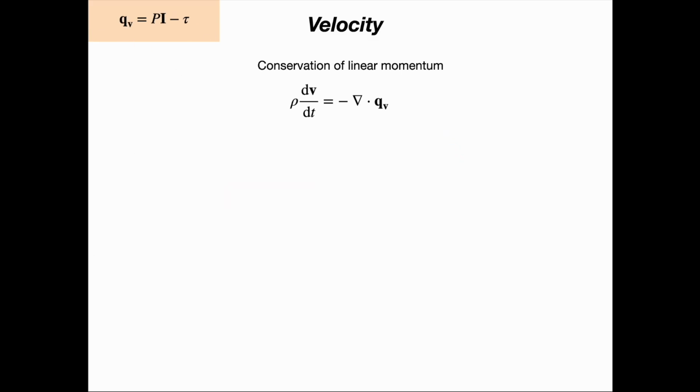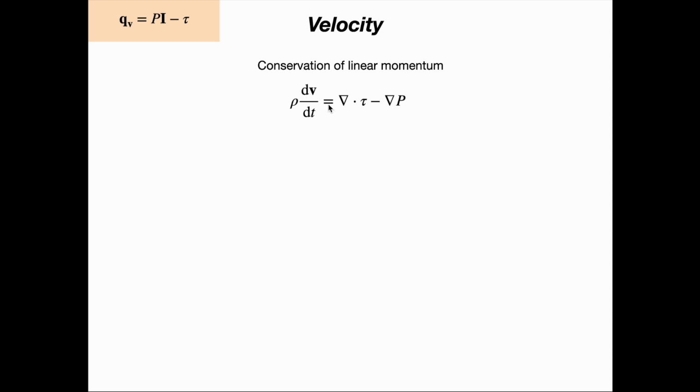Let's derive an equation for the velocity. So we have to keep in mind the expression for this momentum flux, P times identity matrix minus tau. We are going to use the conservation of linear momentum. So we have rho dv dt is equal to minus divergence of qv. But remember, qv is a tensor here. We can introduce this formula. So we have the divergence of tau minus P times I.